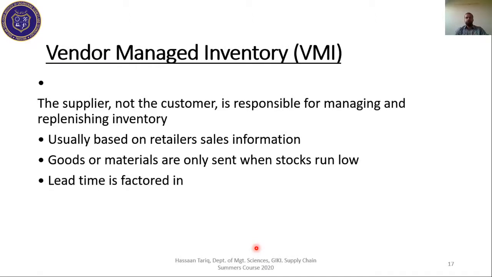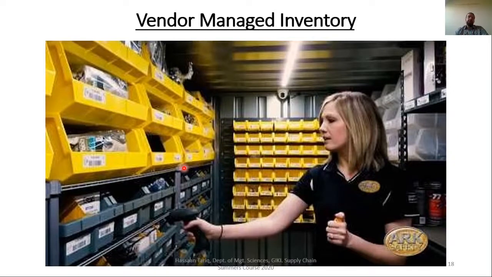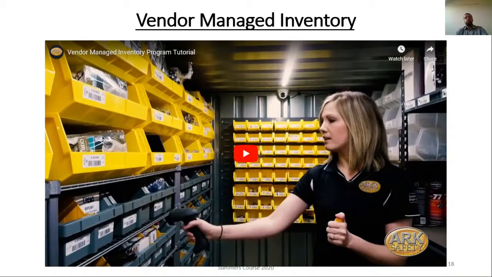All right, so that was exactly what just-in-time inventory management is. The next one is your vendor managed inventory, right? Well, what happens in a vendor managed inventory is that the supplier, not the customer, is responsible for managing and replenishing your inventory. Usually based on retailer sales information, goods or materials are only sent when the stocks run low, and the lead time is factored in, right? Let's have a look at how vendor managed inventory systems work.